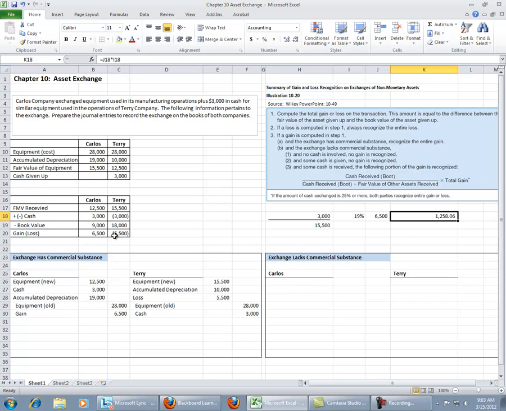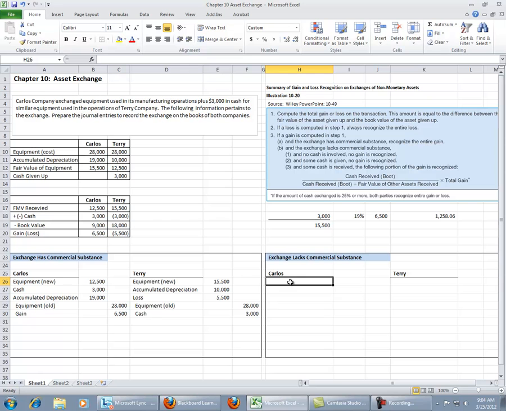So what we need to do is take these numbers, put them into an entry, but not recognize the entire 6,500 as we did the first time, but only 1,258. So we're going to need to defer the other piece of that gain. And if you look at our choices, we can't change cash or writing off the old equipment. So the gain is going to be deferred within the value of the new equipment.